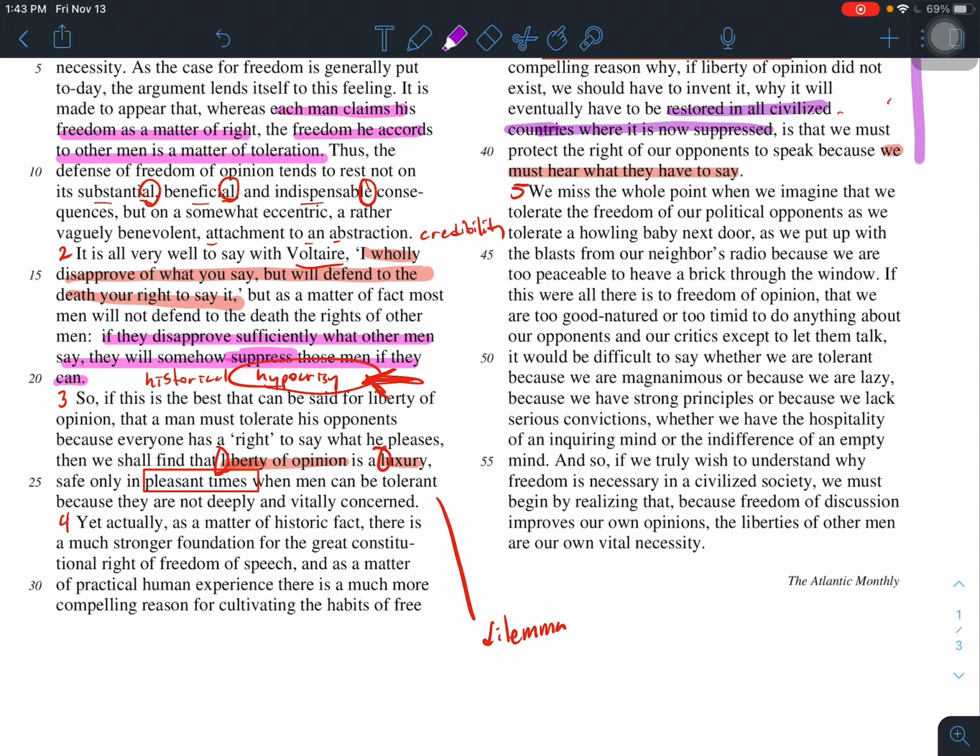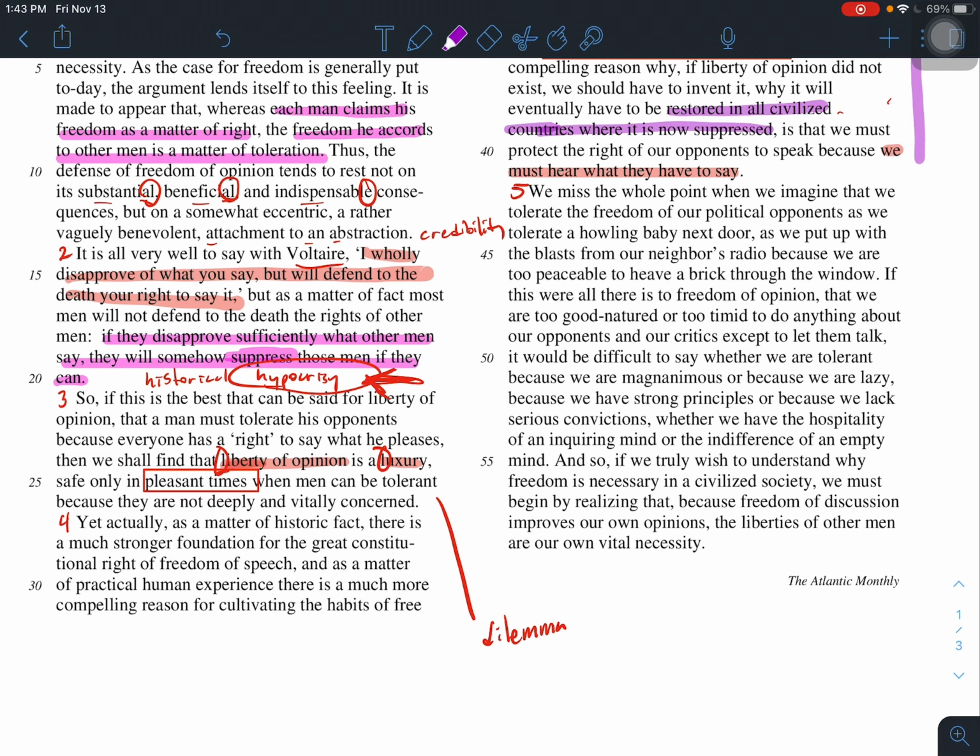If this were all there is to freedom of opinion, that we are too good-natured or too timid to do anything about our opponents and our critics except let them talk, it would be difficult to say whether we are tolerant because we are magnanimous or because we are lazy, because we have strong principles or because we lack serious convictions, whether we have the hospitality of an inquiring mind or the indifference of an empty mind.